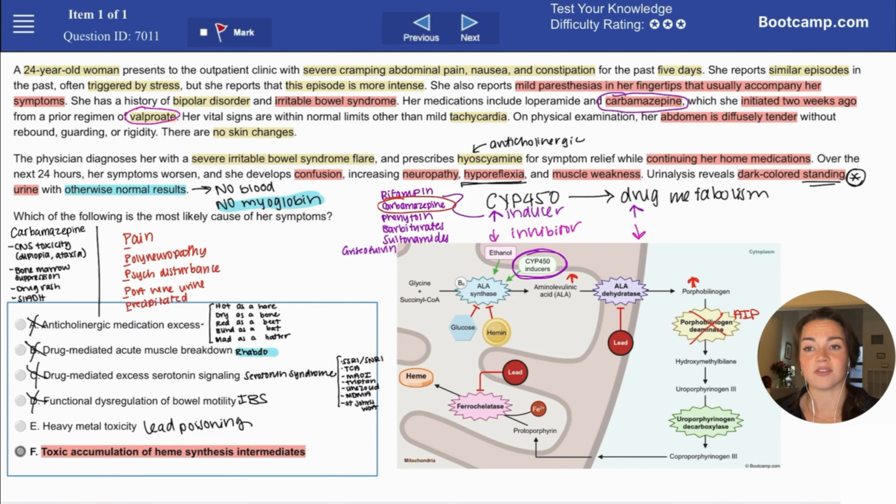Answer choice E, heavy metal toxicity. You could be worried about lead poisoning in this case, and I will grant you that a lot of the symptoms of lead poisoning do overlap with AIP. Some of the symptoms of this case are characteristic of lead poisoning. Things like the severe abdominal pain, the neuropathic symptoms, the confusion, those are symptoms of lead poisoning. It's not a bad thought.